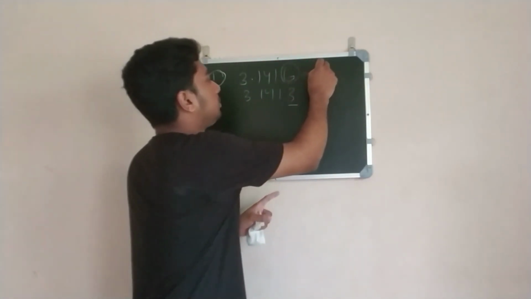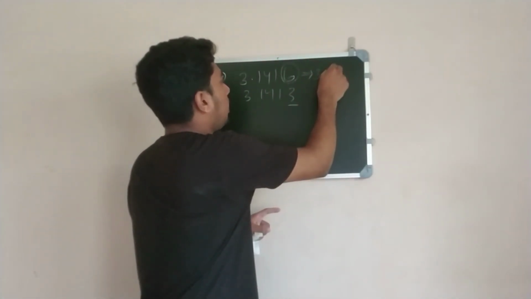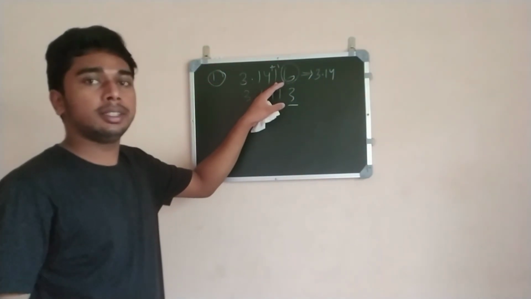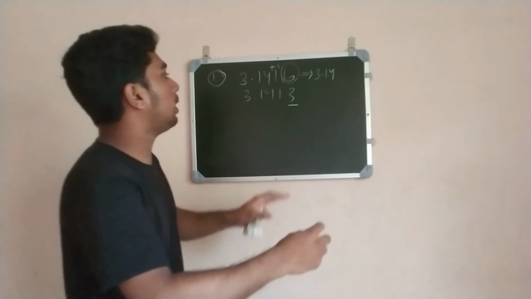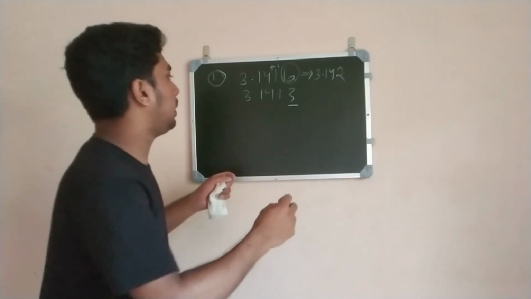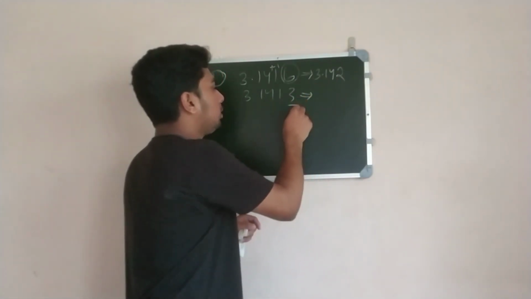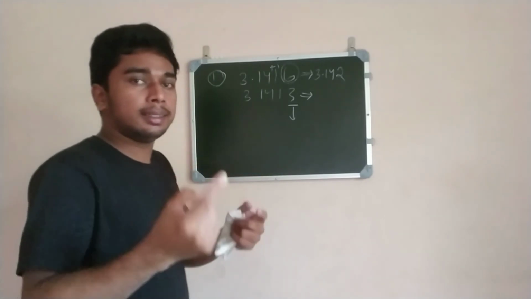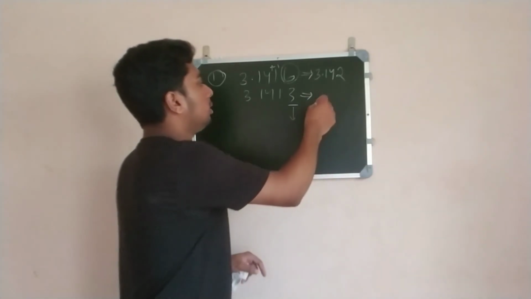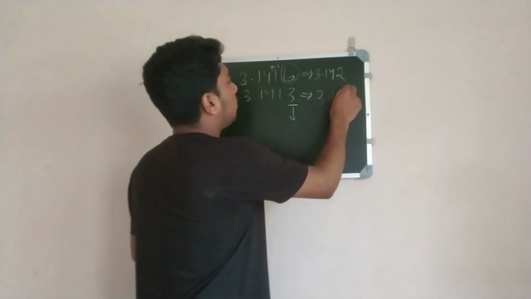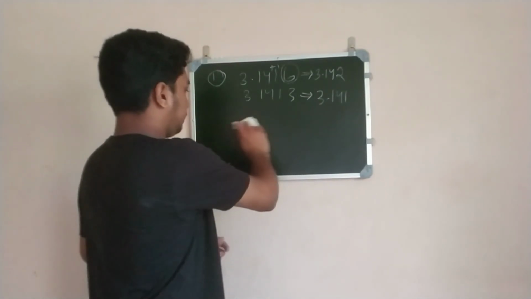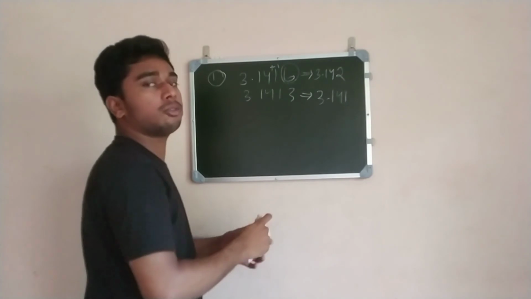I mean it will be 3.14, and add 1 to this number. So this will be 1 plus 1, 2. So this will be 3.142. But in the other case, you see 3 is less than 5. So in this case, you will add nothing. So it will be 3.141. No problem? This is the first rule.